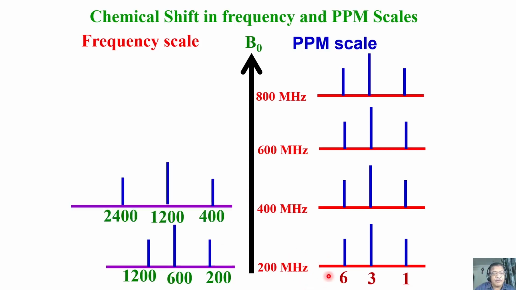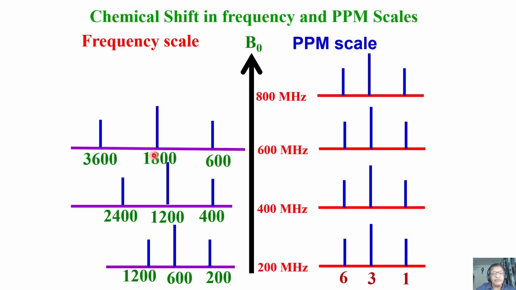Now the same at 400 megahertz. What happens? 1 ppm is 400, 3 ppm is 1200, and 6 ppm is 2400. So you see, the spectrum is becoming more and more dispersed. As you see, they move apart. The peaks start moving apart. It appears as if they're distancing themselves.